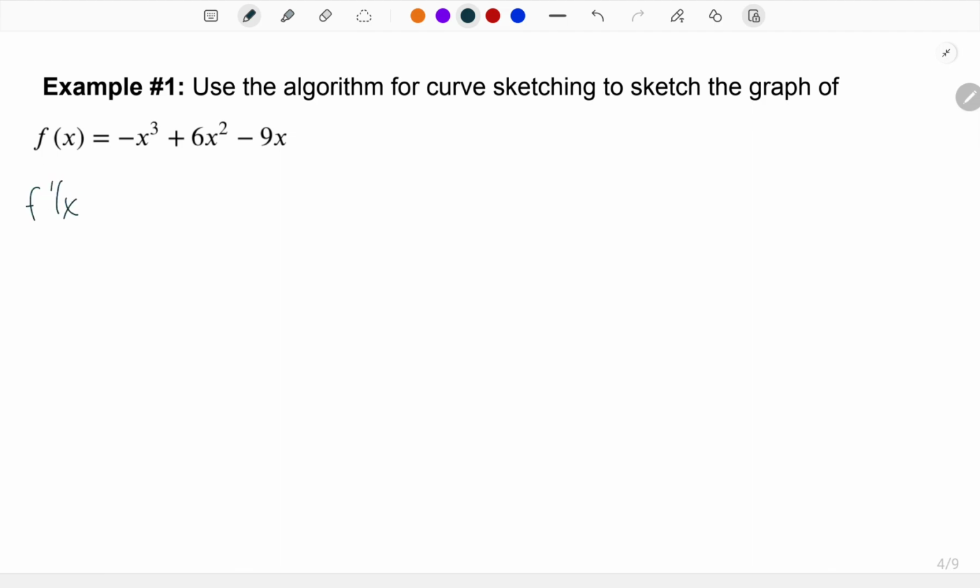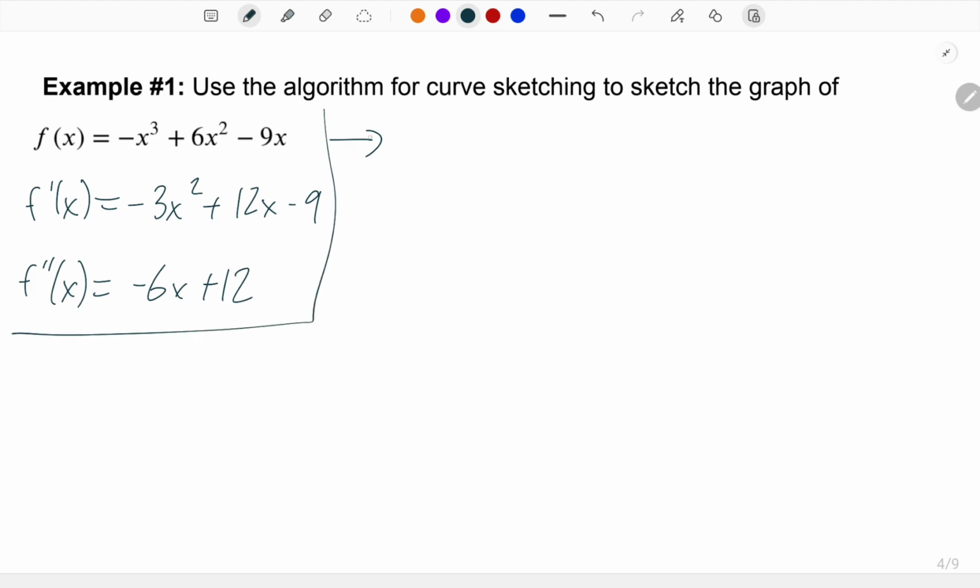I always like to just calculate the derivatives out fully first of all, and then we can analyze those separate parts. So we're going to have negative 3x squared plus 12x minus 9. And that's going to be negative 6x plus 12. Okay. So some quick derivative work. Now let's just go through in order what we want to find out. So let's start with the original function. So the original function is just what we have there.